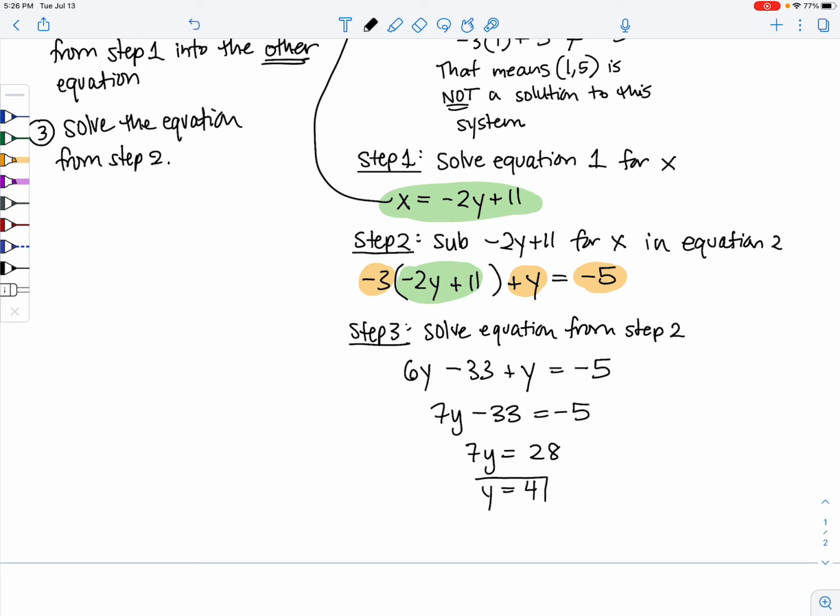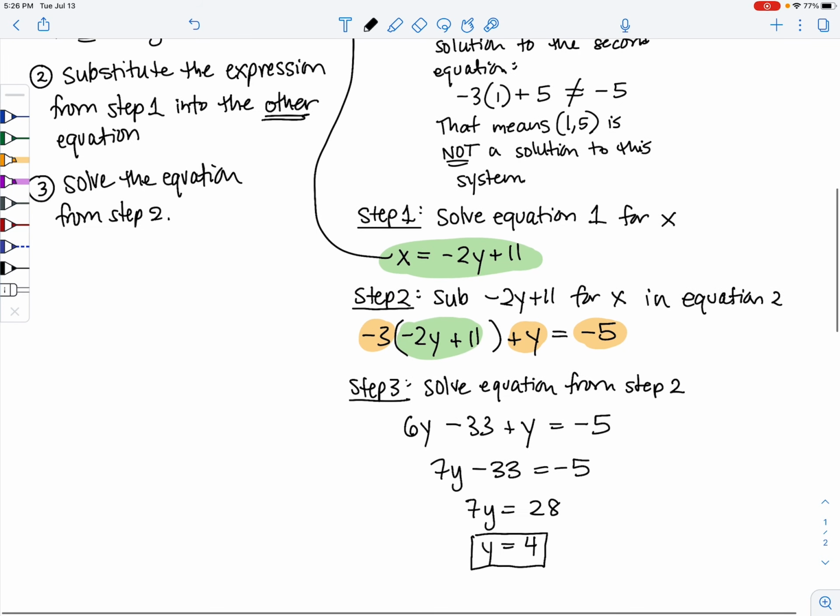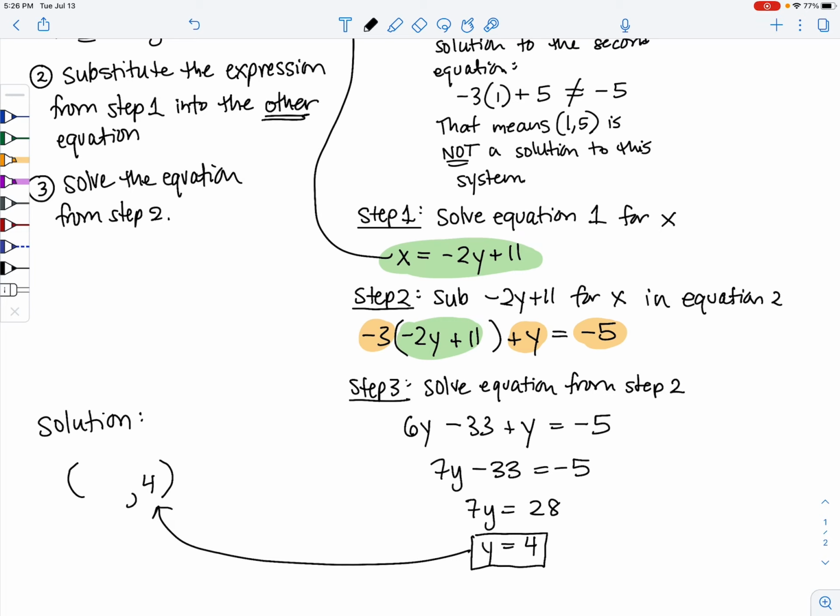Now I know what the y value is going to be, but remember, I don't want just a y, I need the x that goes with it. So I'm looking for an ordered pair. And I know the y is going to be 4, but I need to know the x.